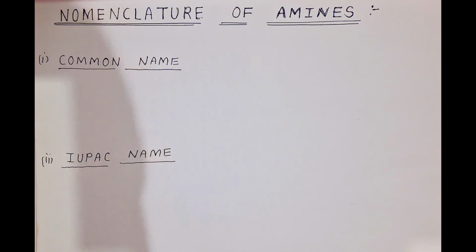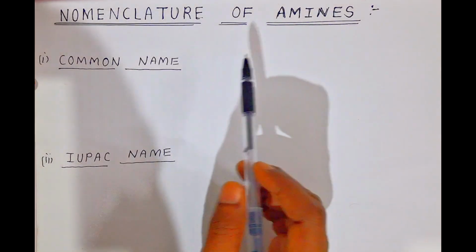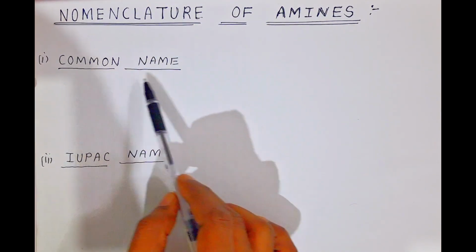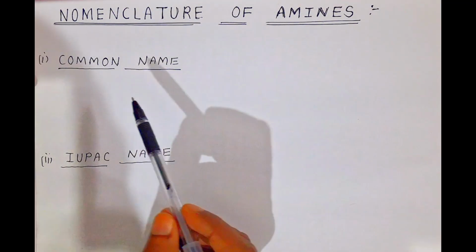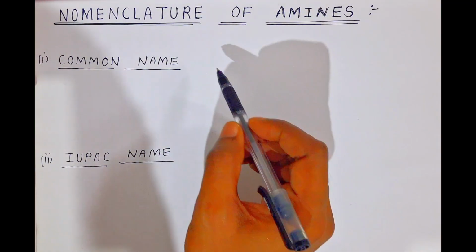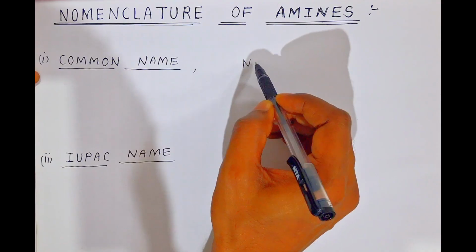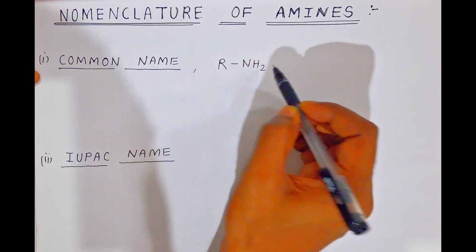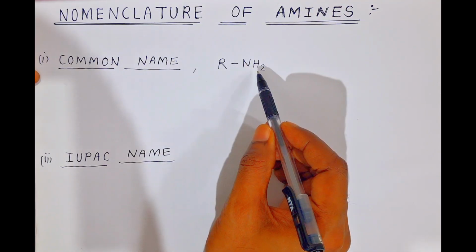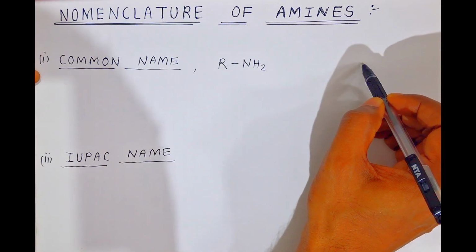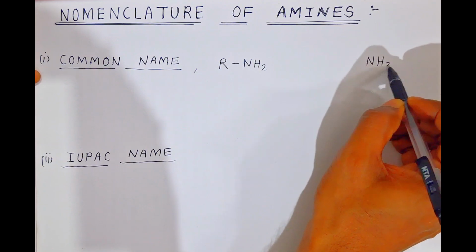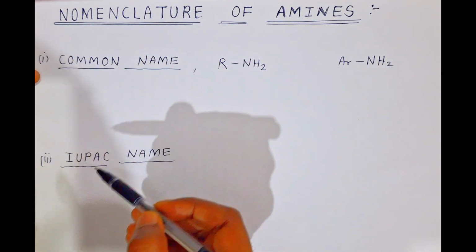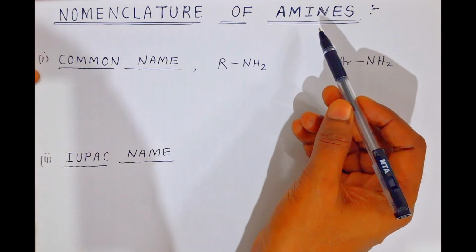In this video students, we are going to see the nomenclature of amines. So students, if you want to name the amines, there are two methods. First one is called the common name and second is the IUPAC name. If you want to name the amines, for example, when one of the hydrogens of ammonia is replaced by an alkyl group, this is a primary amine. If one of the hydrogens of ammonia is replaced with an aryl group, in both common as well as IUPAC name, how you are going to name the amines is very important.